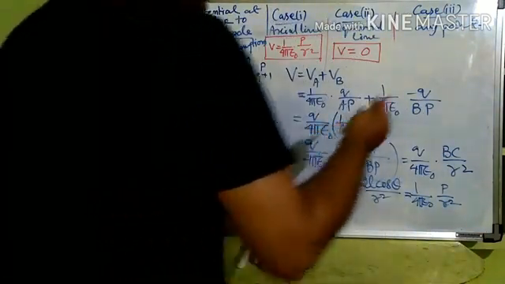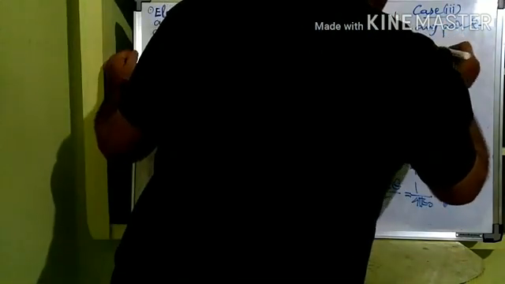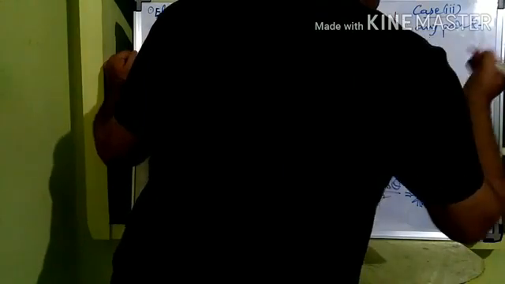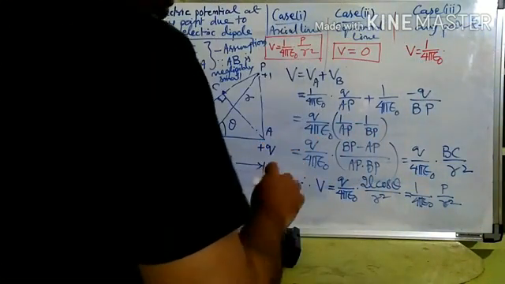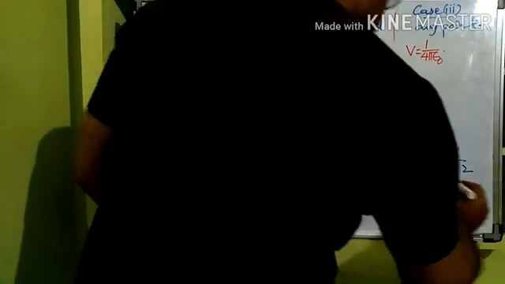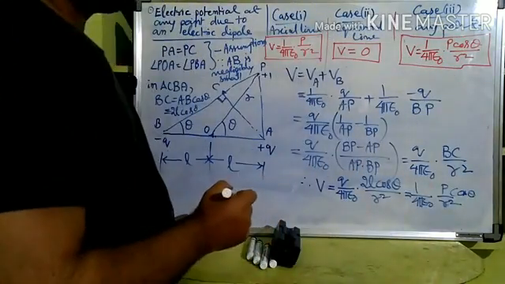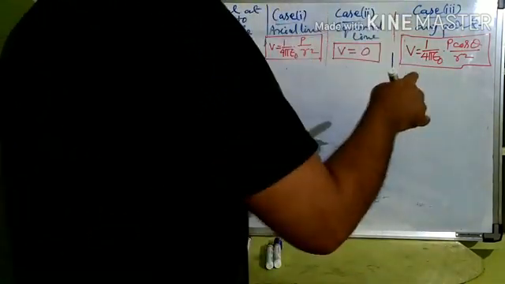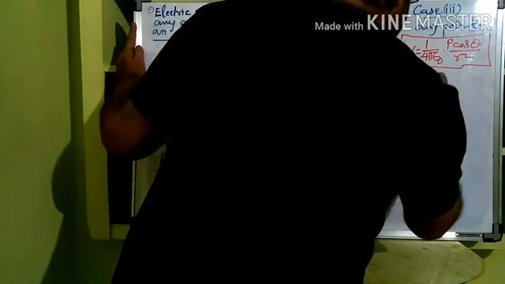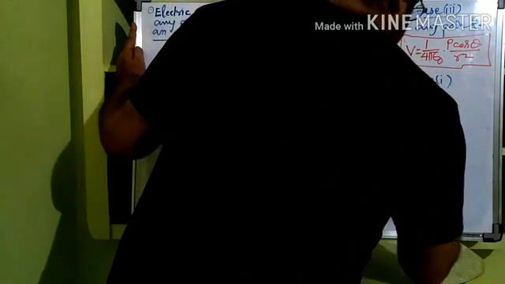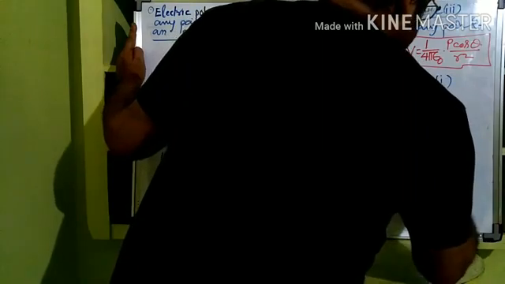So for case 3, the general case, when the point is anywhere, V is equal to 1 by 4 pi epsilon naught. Here, 2LQ is P, and cos theta is there, right? So P cos theta by R square. Is it clear? Now let us take two special cases for case 3: special case 1 and special case 2.